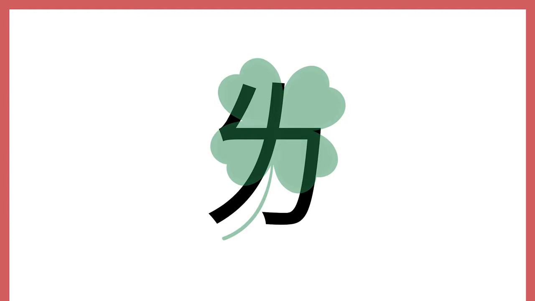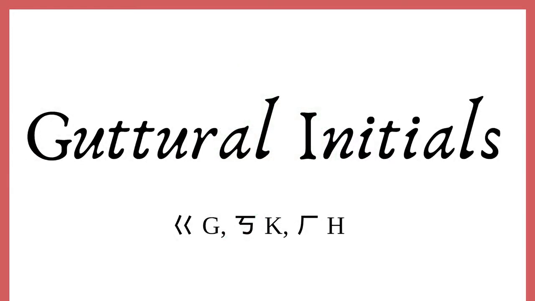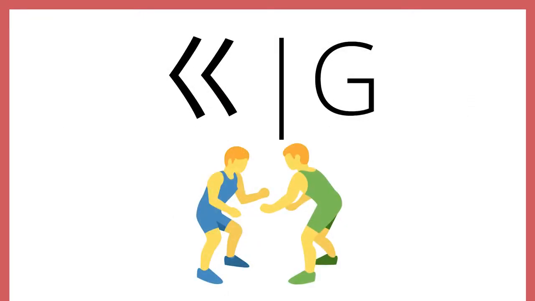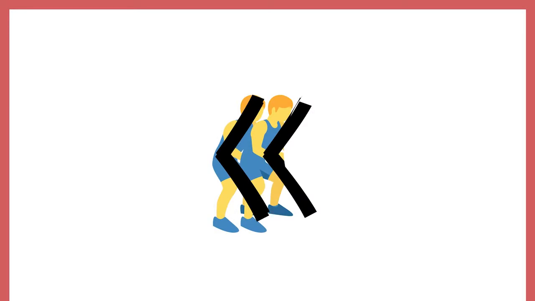That brings us to the end of the dental initials, but we're not done with initials as a group yet. Next, we have the guttural initials, g, k, and h. G is pronounced like gut punch without the ut punch. So, g. The pinyin is G, and for the Zhuyin, imagine two people getting gut punched and doubling over in pain. That's kind of what it looks like.